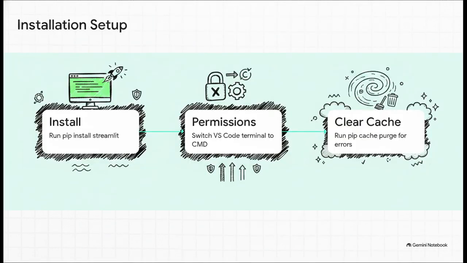Getting started is as simple as running pip install Streamlit right in your terminal. Now, a quick heads up, if you hit a permission error, which happens a lot on Windows, just try switching your terminal over from PowerShell to CMD. Or if you get some weird corrupted distribution error, clear things out with a pip cache purge, upgrade pip, and try again. Seriously, don't stress if you hit these roadblocks. Debugging installations is practically a rite of passage.